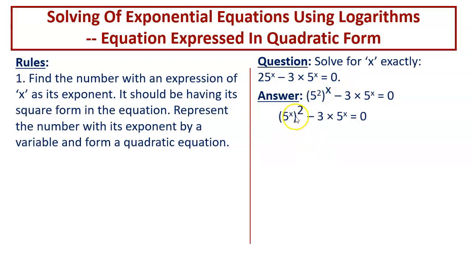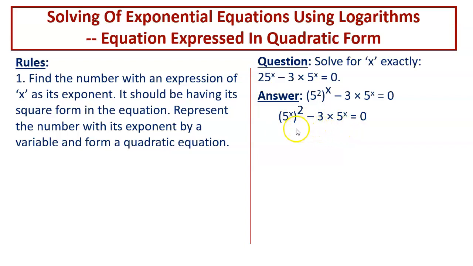5 raised to the power of x whole raised to the power of 2 minus 3 times 5 raised to the power of x is equal to 0. Why did I do this? Because I need 5 raised to the power of x in both the places. Only then can I substitute. Else for 5 raised to the power of 2 I cannot substitute. Now that I am having 5 raised to the power of x in both the places, I can substitute.